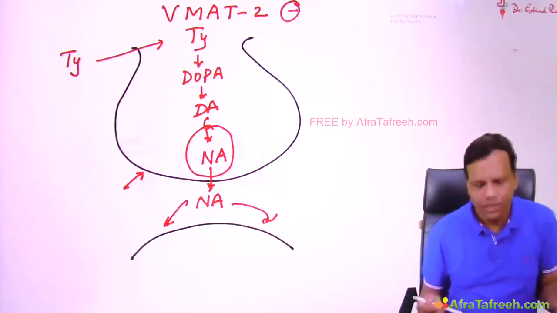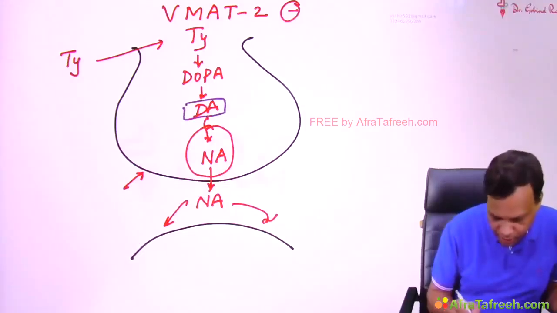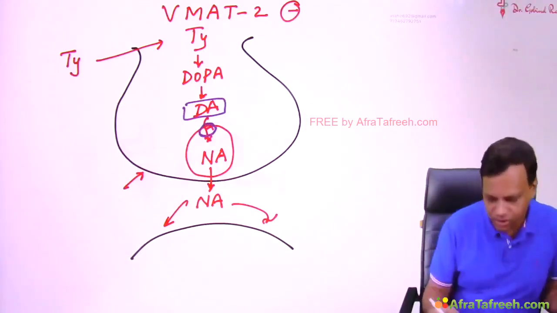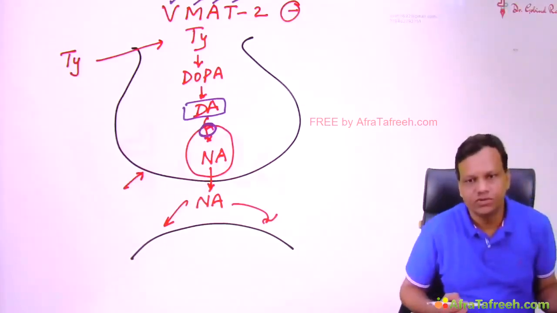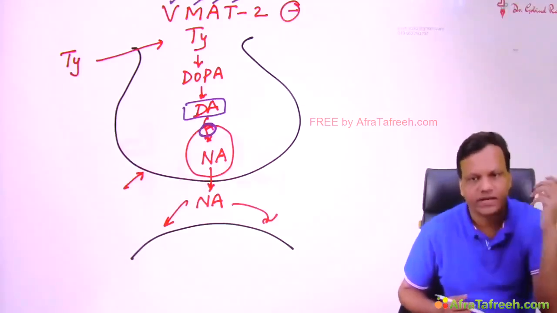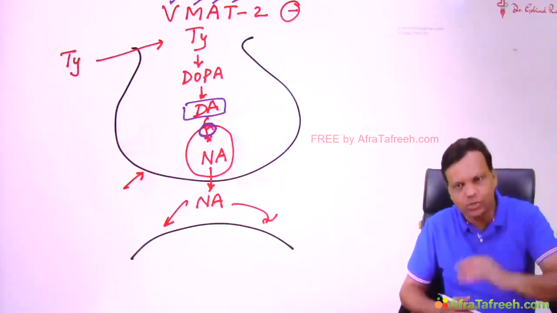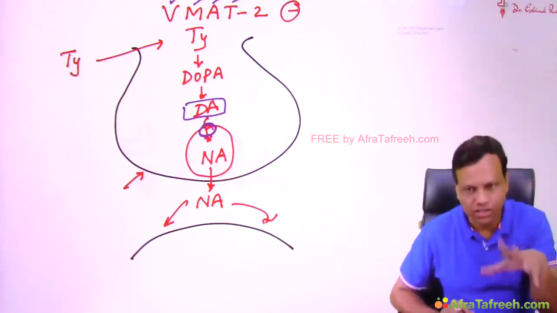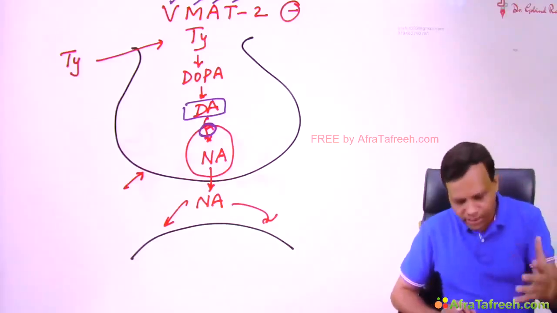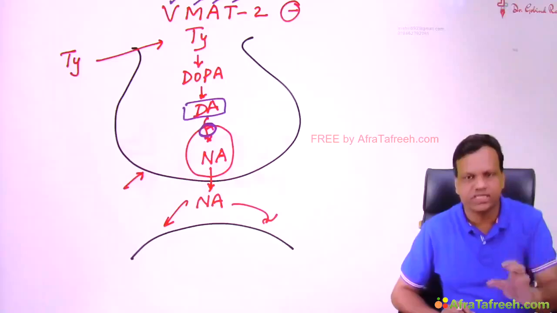This we all know. Now the important thing: the transporter which pushes noradrenaline into the vesicle is known as the vesicular monoamine transporter. As the name says, monoamine transporter, that means it will transport monoamines like dopamine into the vesicle. But a special thing to remember, this transporter is non-selective, meaning it not only transports dopamine into the vesicle, but it also transports serotonin into the vesicle.